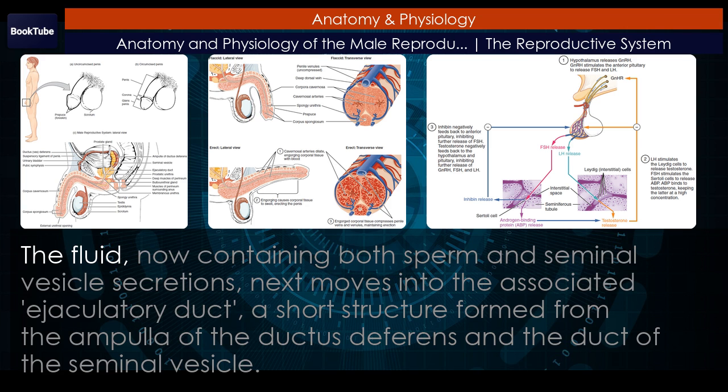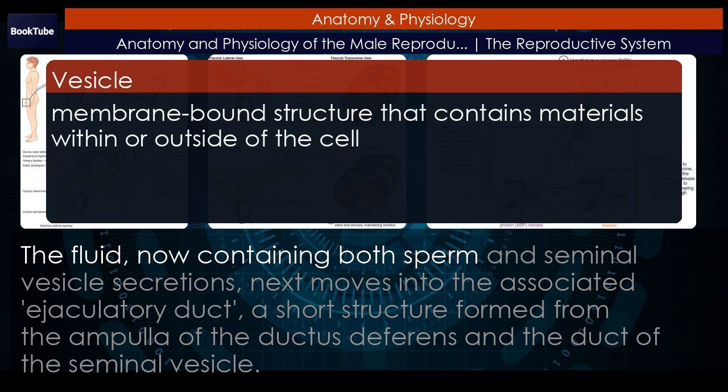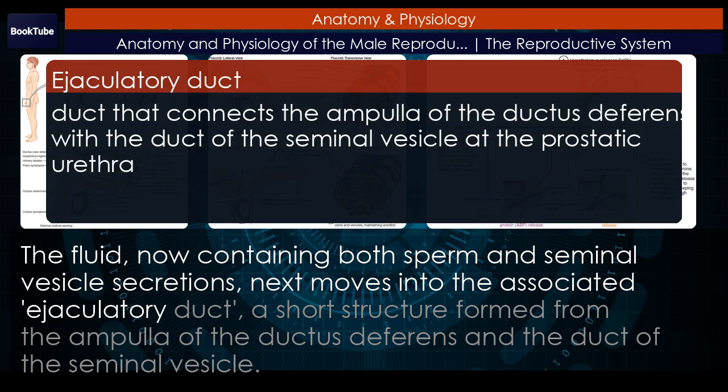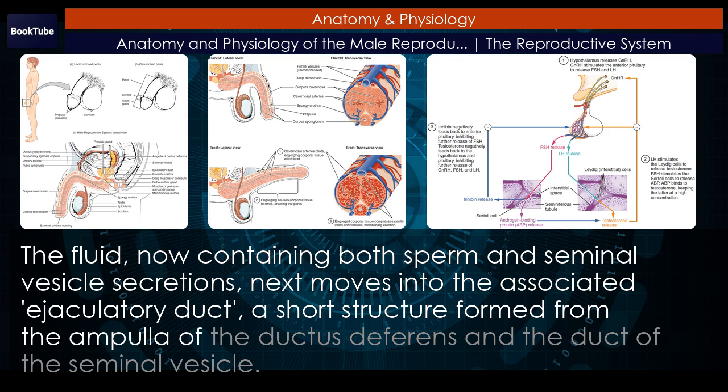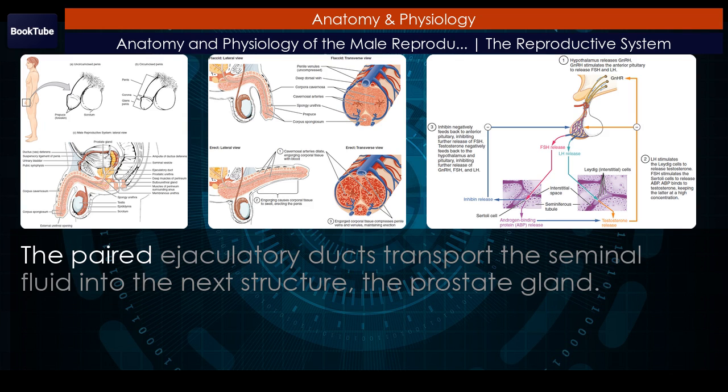The fluid, now containing both sperm and seminal vesicle secretions, next moves into the associated ejaculatory duct, a short structure formed from the ampulla of the ductus deferens and the duct of the seminal vesicle. The paired ejaculatory ducts transport the seminal fluid into the next structure, the prostate gland.